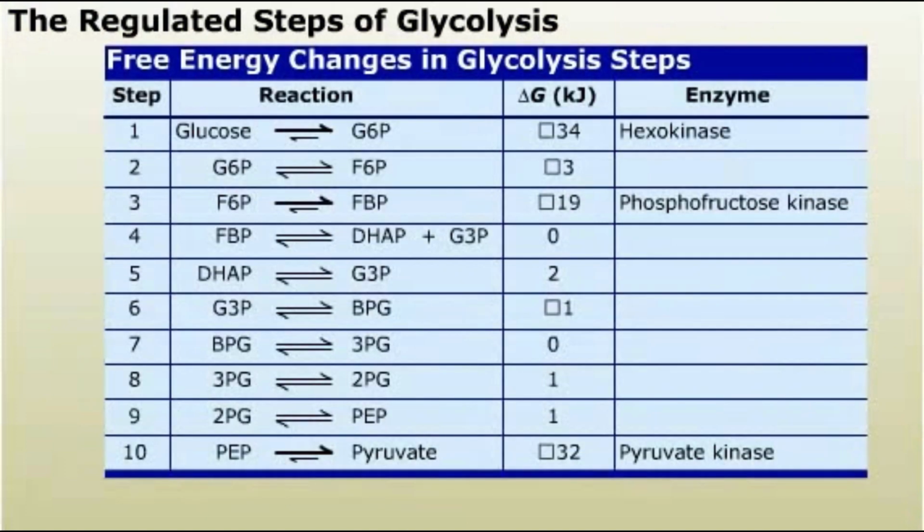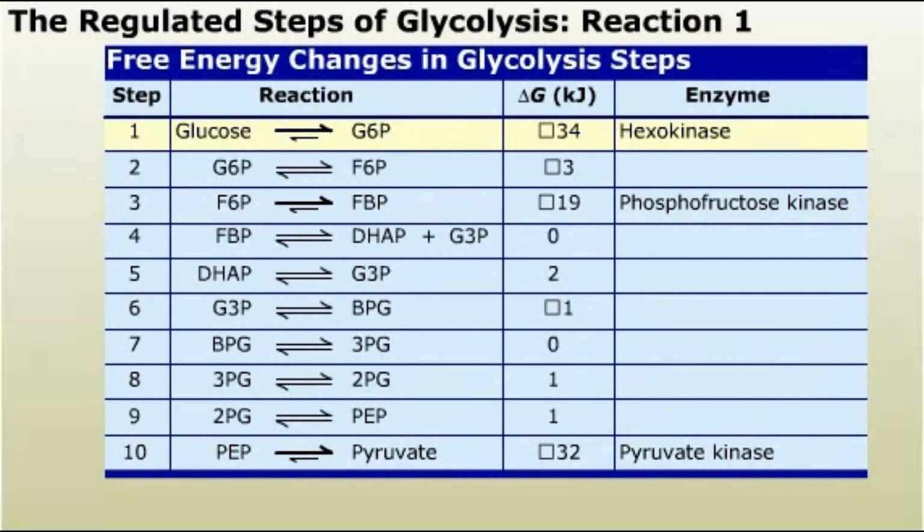In glycolysis, reactions 1, 3, and 10 all have large free energy changes. So these are the regulated reactions. The activity of the enzymes that catalyze these reactions is either increased or decreased under specific conditions. Let's start with reaction 1.